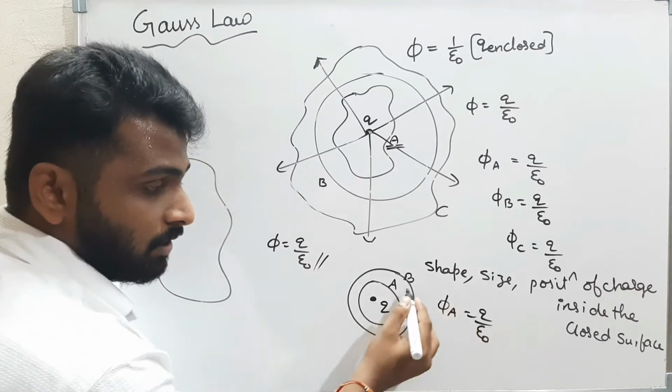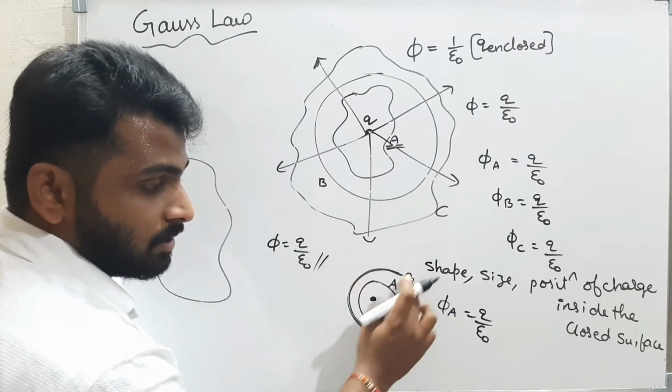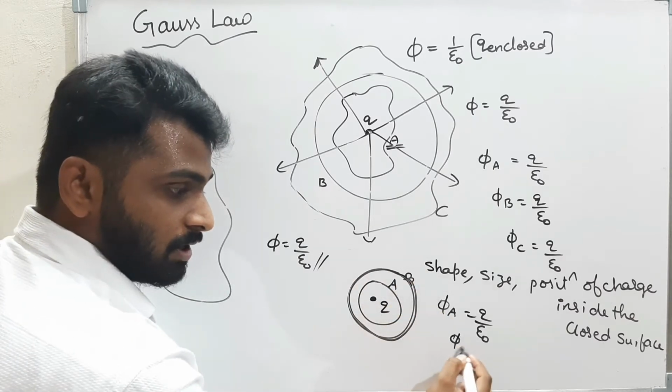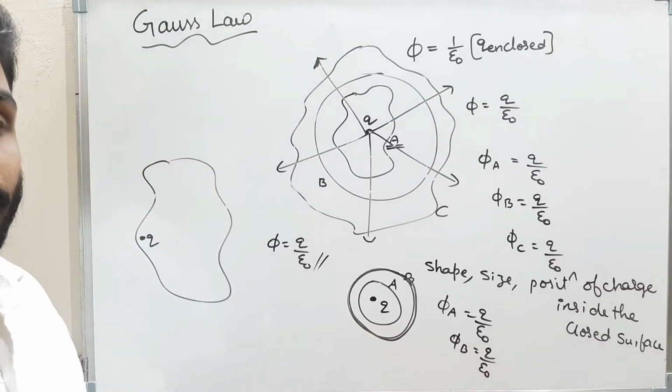That's all. What if I take this closed surface B? Now, what is the charge present in this closed surface B? That is Q. Therefore, the flux through B is Q by epsilon naught. That's all. I think this is clear.